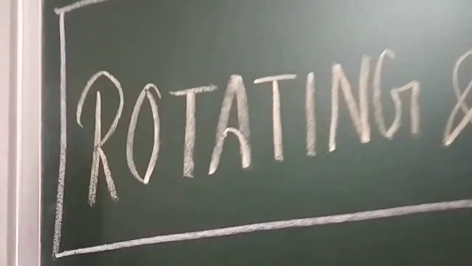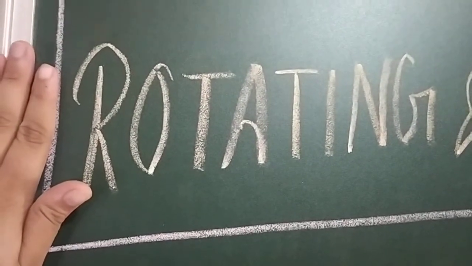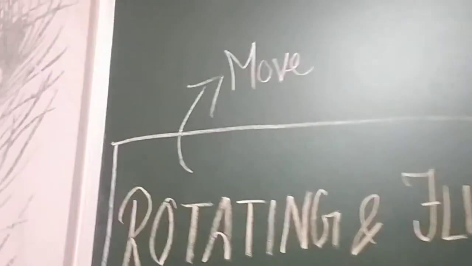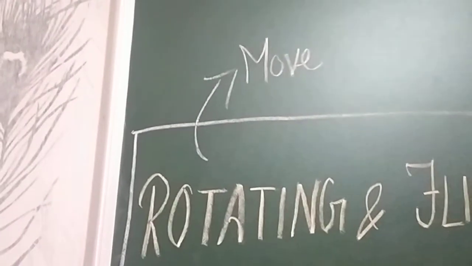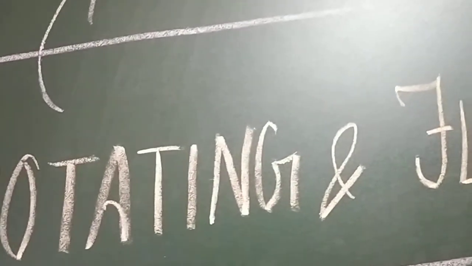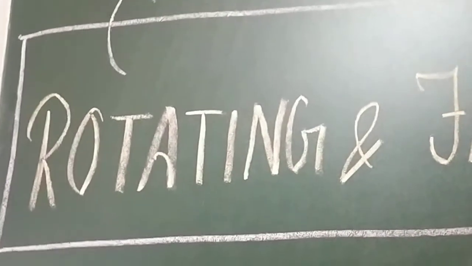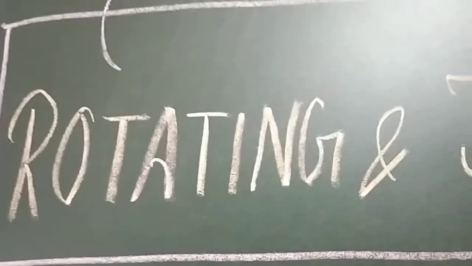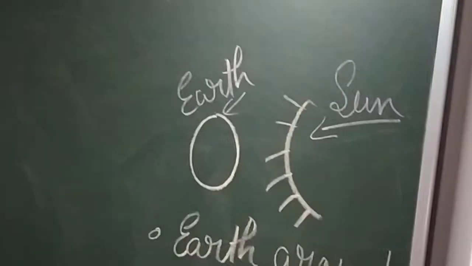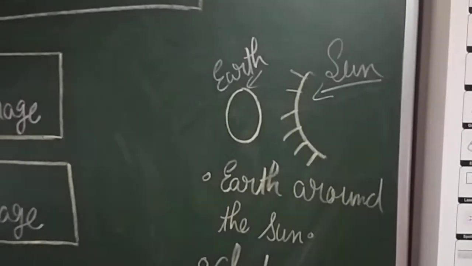What is the meaning of rotation and rotating? Rotation means move. A circular movement of an object around the center of rotation is called rotating. The example of rotating is the planet Earth around the Sun. Earth around the Sun is the example of rotation.